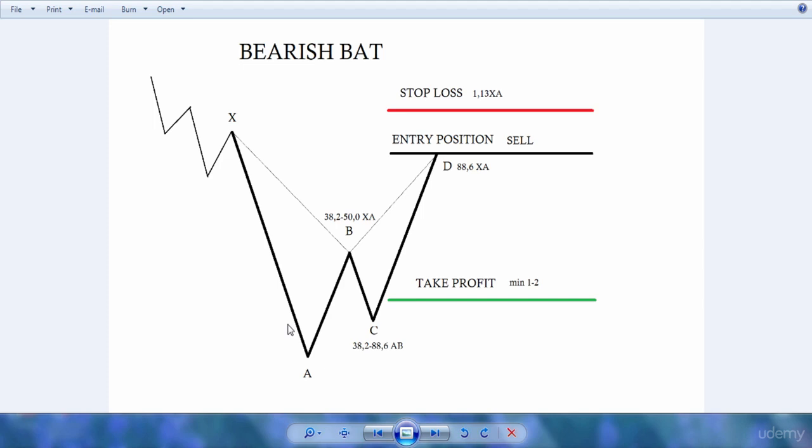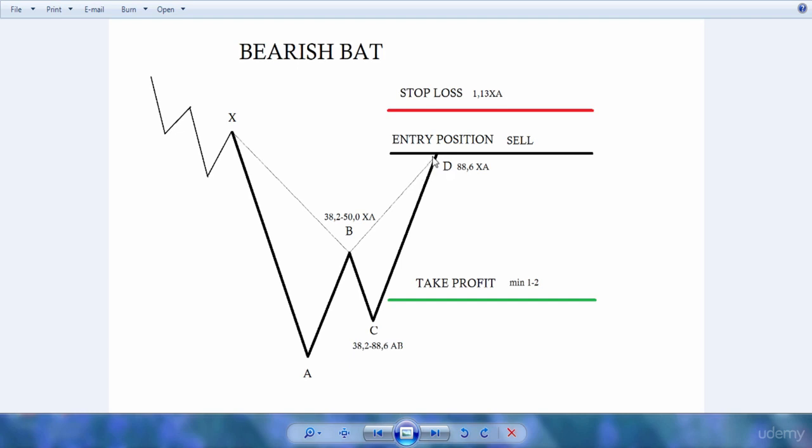The pattern is defined by 5 points, where the most important point B is expected between levels of 38.2 and 50% Fibo retracement of wave XA. Point C has a range of movement between 38.2 and 88.6 Fibo retracement of wave AB, and the level of entering into position, which is point D, is expected at the level of 88.6 Fibo retracement of wave XA. At this level, we set a pending order. In this case, it is a sell limit order.